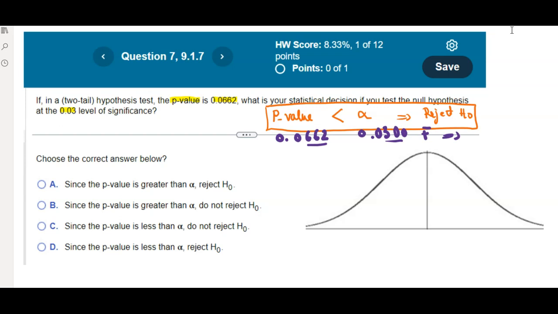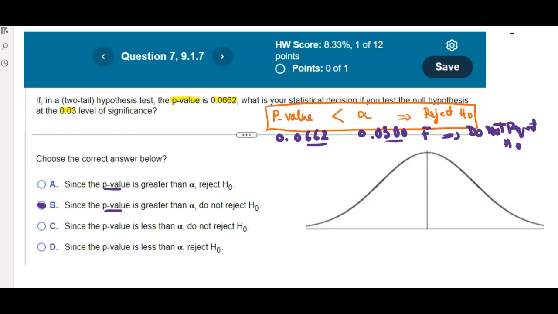We make the opposite, right? Do not reject H0, and that's your conclusion basically. Since the p-value is greater than the alpha value, it will be do not reject, and this is the most appropriate. So we have the p-value definitely greater, is this one or this one, and we are not rejecting.